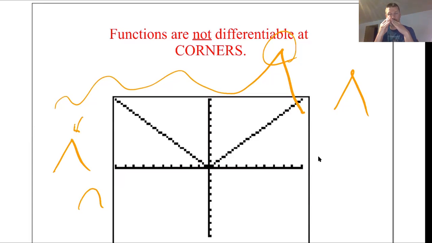It comes to a sharp point, a sharp peak. This is not a corner. That's just a curve. Even if I make a sharp curve, like whoosh, still a curve. There's a difference between a sharp curve and a corner. So corners are a problem. Can't differentiate at corners.